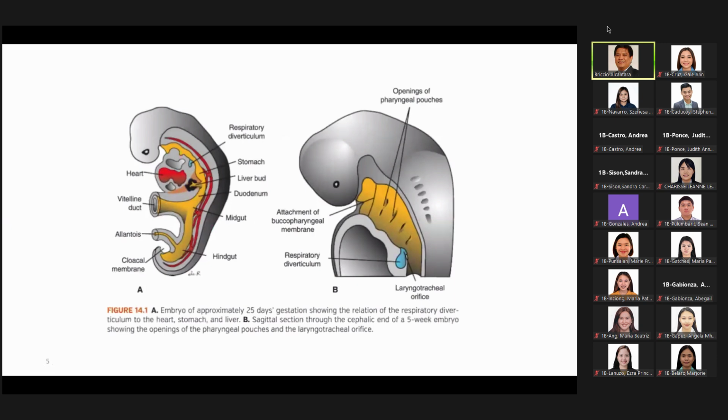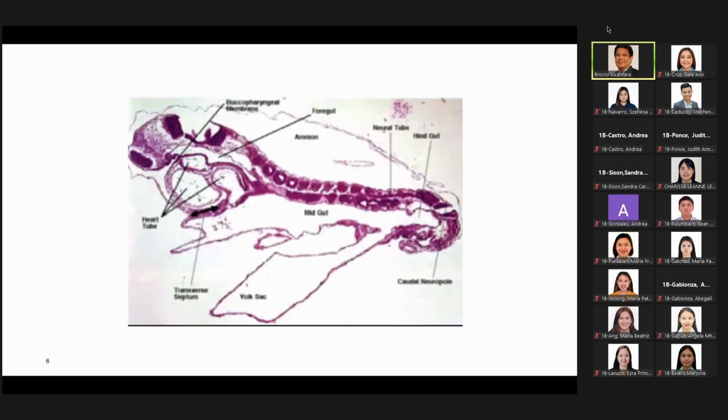So another illustration here will show you here the developing heart. Here you have now the stomach area, you have your respiratory diverticulum. And you now have here your pharyngeal pouches, and you know your 4 and 6 will contribute to your respiratory system. So this is now your respiratory diverticulum. You have your laryngotracheal orifice, the developing heart. So this is approximately a 5-week embryo. Another view here.